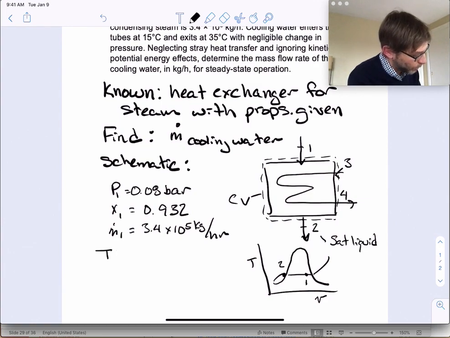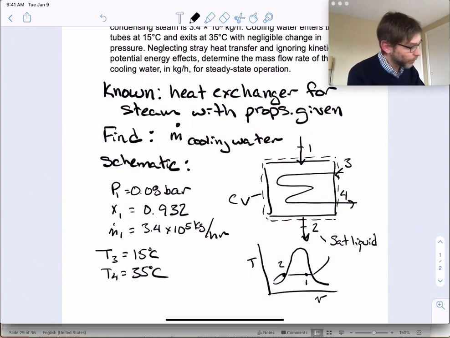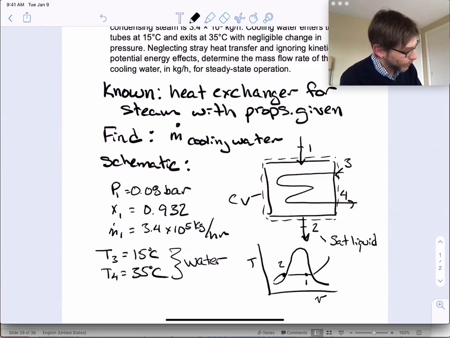We just need to know T3 is equal to 15 degrees C, and T4 is equal to 35 degrees C. And we know this is water, on the tube side. So you have essentially steam flashing over these tubes. On the tube side, this is water, and this is steam, right? We'll just say P1 equals P2. Okay, does that make sense?